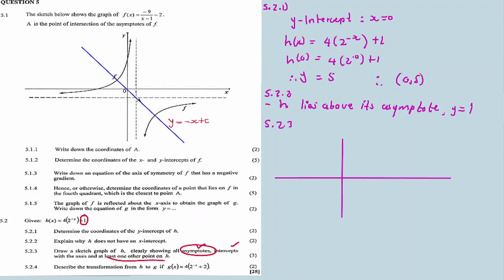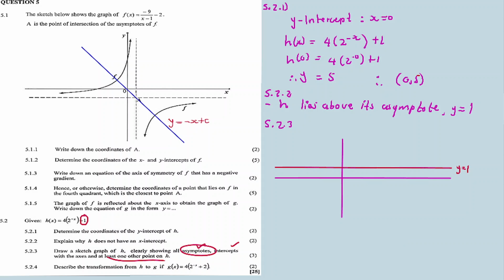Now maybe we can draw the asymptote in color. The asymptote here too is y equal to 1. Y equal to 1. Alright.